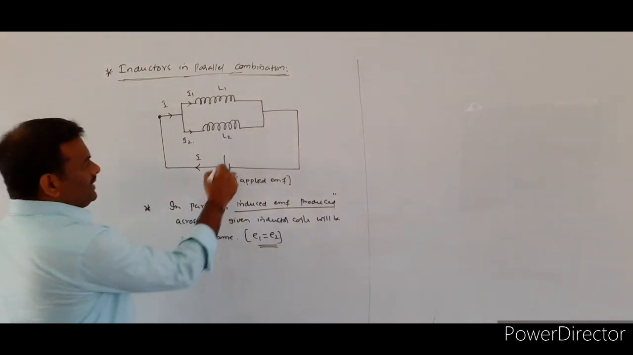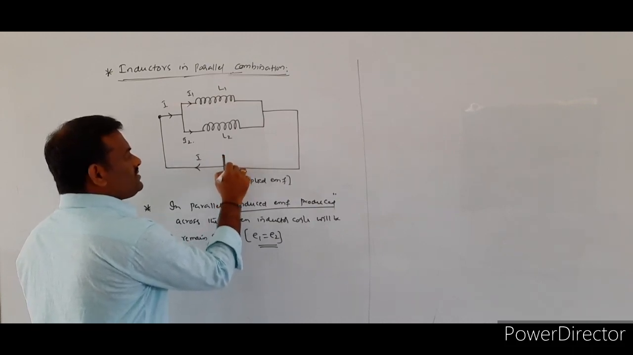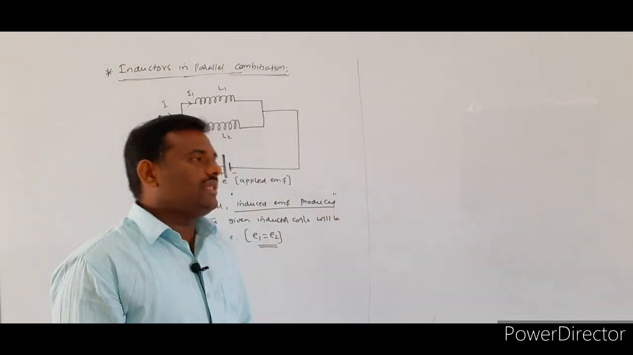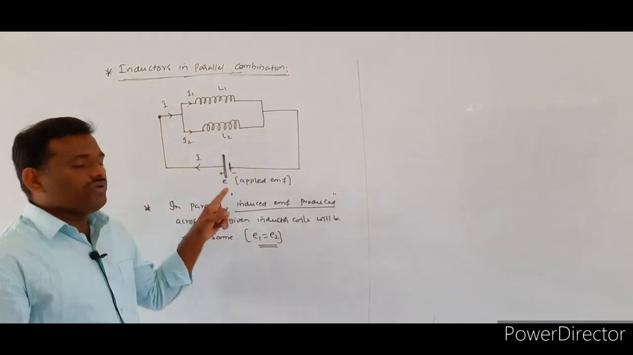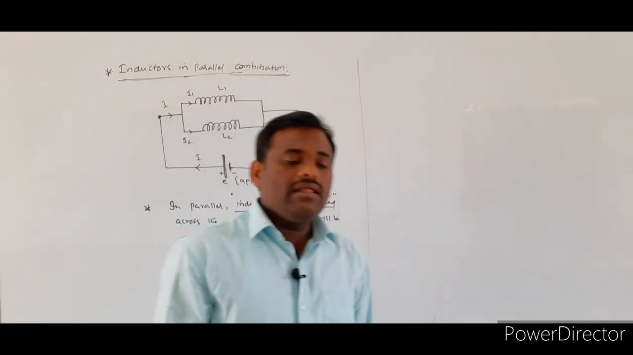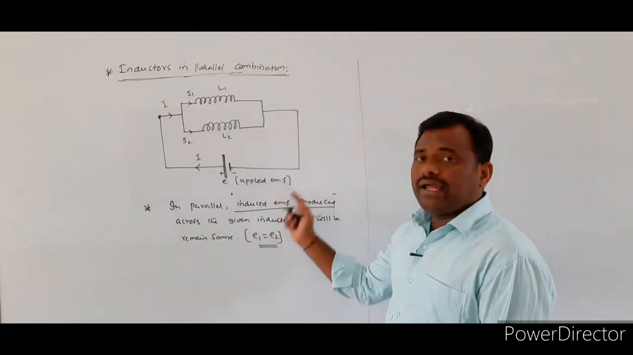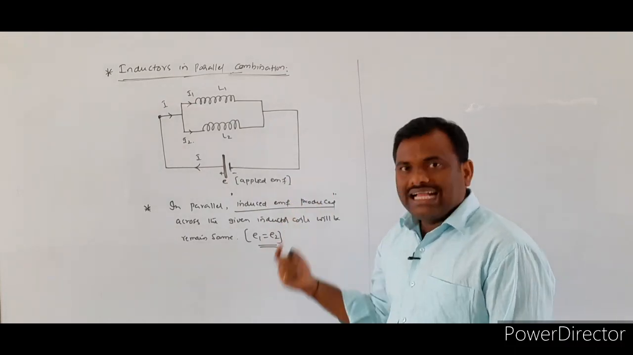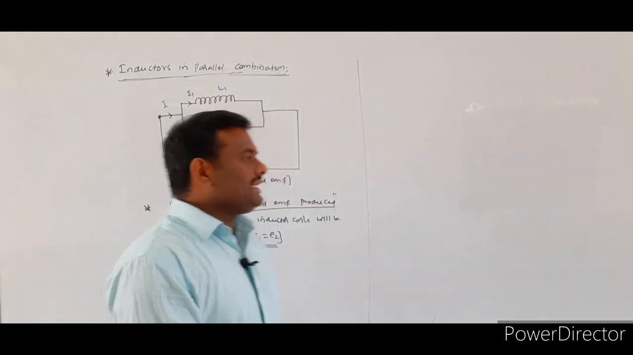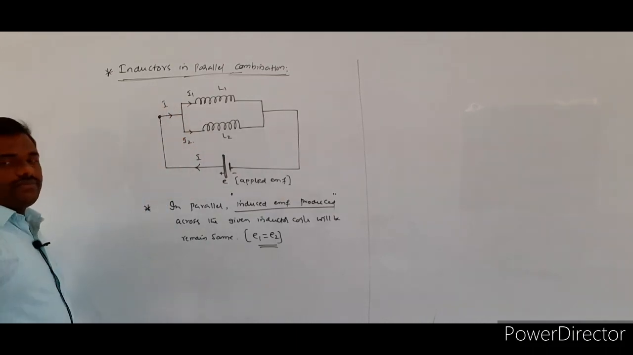Now, I am assuming this EMF as a source of EMF, which will be producing I amount of electrical current passing through the given circuit. Whatever the applied EMF we assume as small e, this applied EMF will produce some electrical current. That electrical current will be flowing through the given coils.